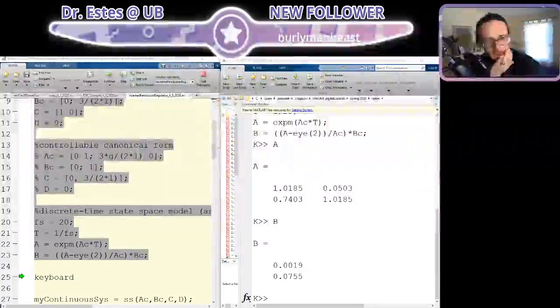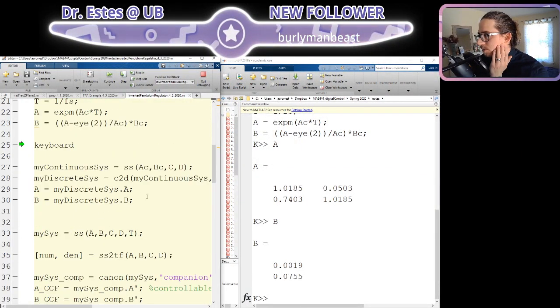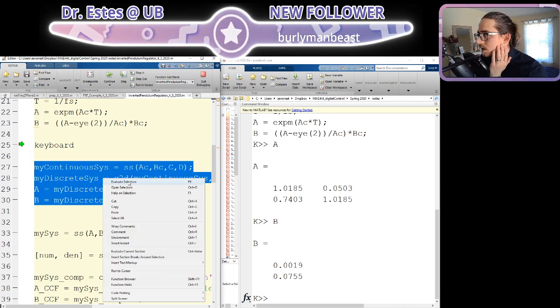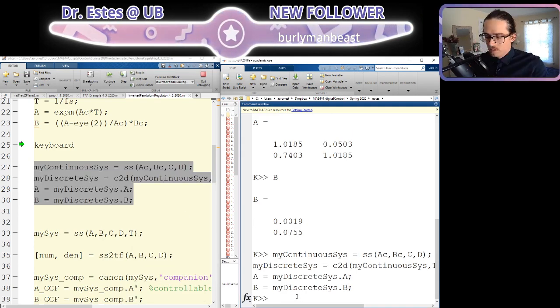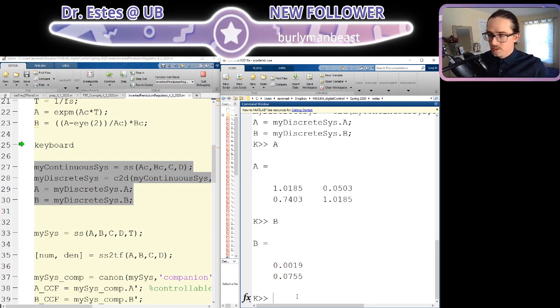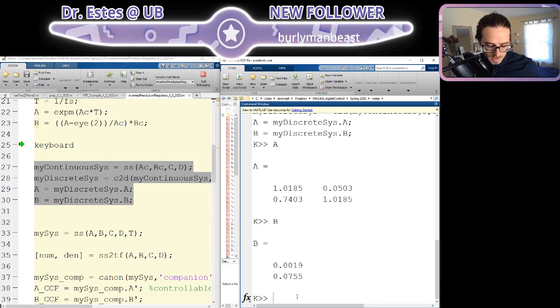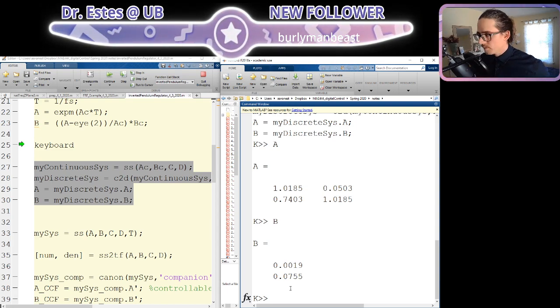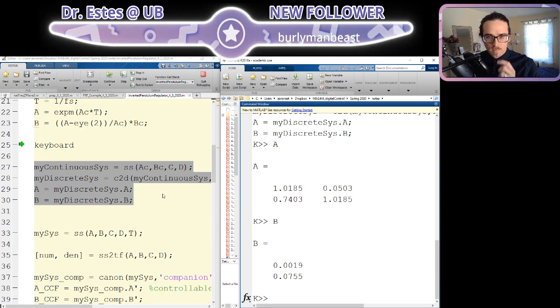So I'll go to Matlab real quick just to show you. I'll run those 4 lines. And you'll see the A matrix, the B matrix. They're the exact same ones that we got before. So it's easy as that.